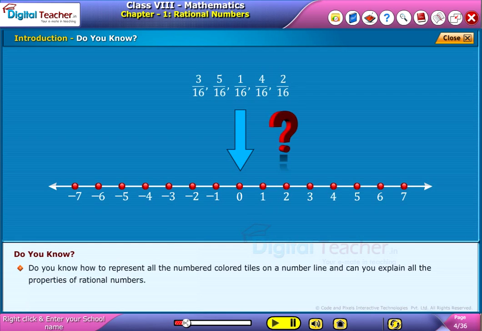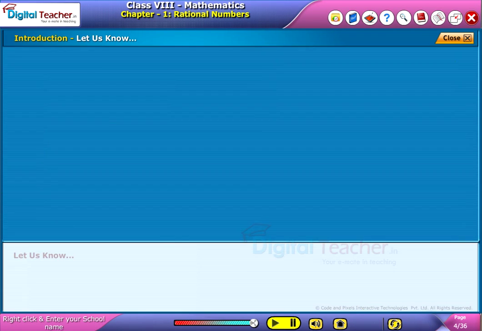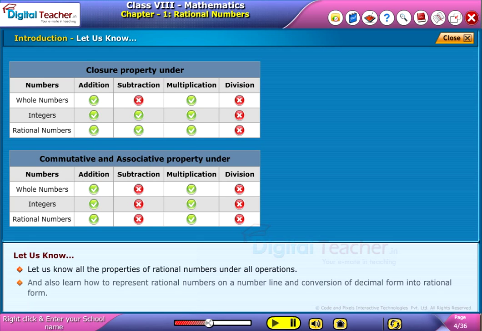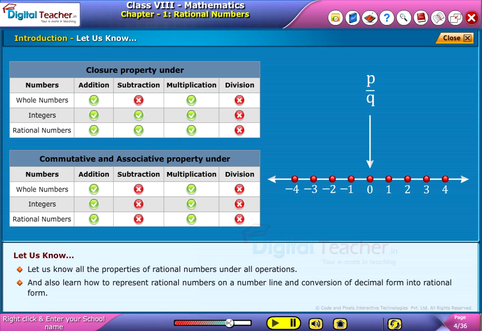Do you know how to represent all the numbered colored tiles on a number line? And can you explain all the properties of rational numbers? Let us know all the properties of rational numbers under all operations, and also learn how to represent rational numbers on a number line and conversion of decimal form into rational form.